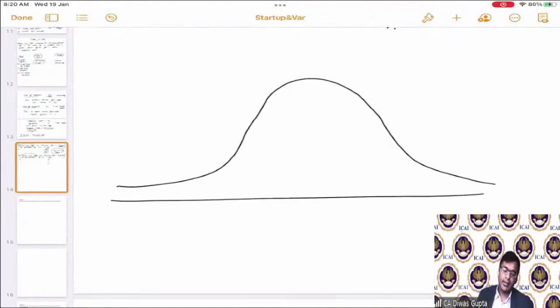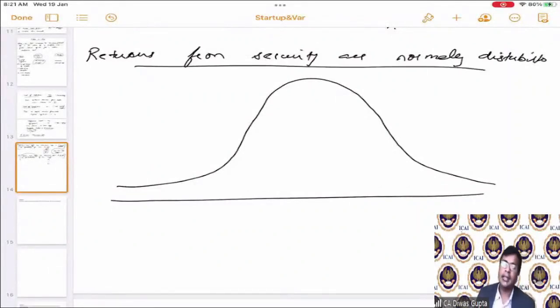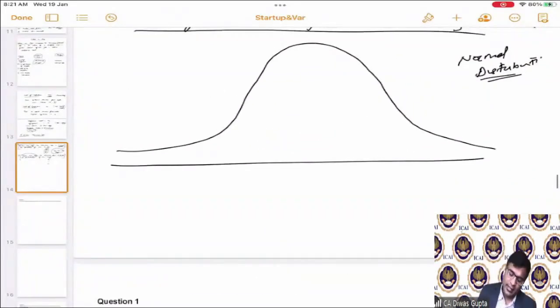Students, we always say that the returns from security are normally distributed. For example, if we put the returns in this chart, we will get a bell curve shape like this. This is a normal distribution table. Please refer to my discussion while we were studying the Black-Scholes model in our derivatives, where I explained what a normal distribution table is. We studied that there is a Z score that needs to be calculated.